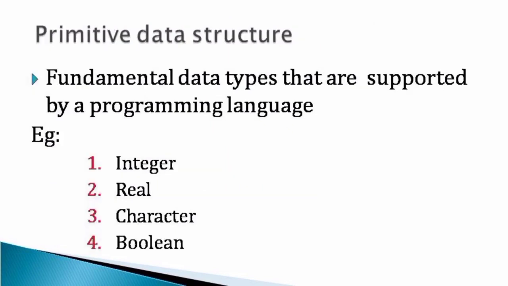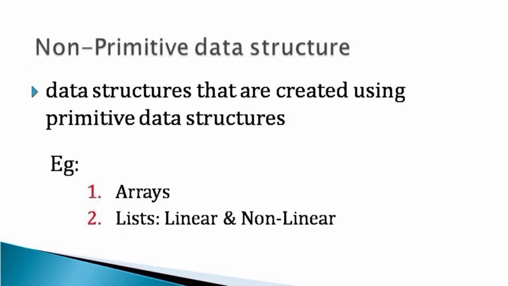The basic, fundamental or primary data types that are supported by any programming language are called primitive data structures. For example, basic data types like integer, character, real, boolean, etc. come under primitive data structure. Data structures that are created with the help of primitive ones are called non-primitive data structures. Arrays, list, file, trees, graphs, etc. come under non-primitive data structure.